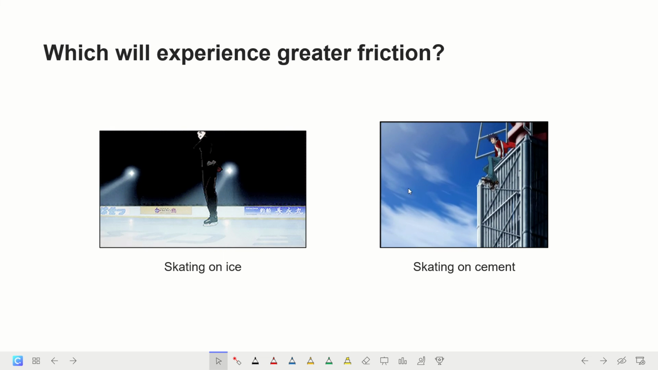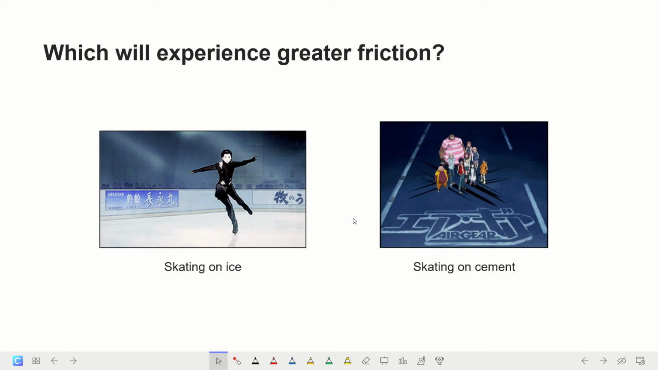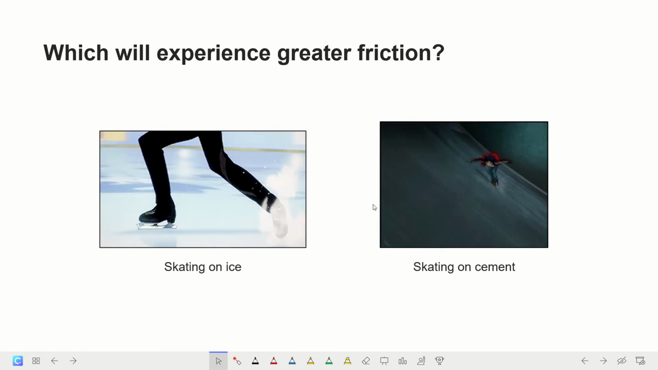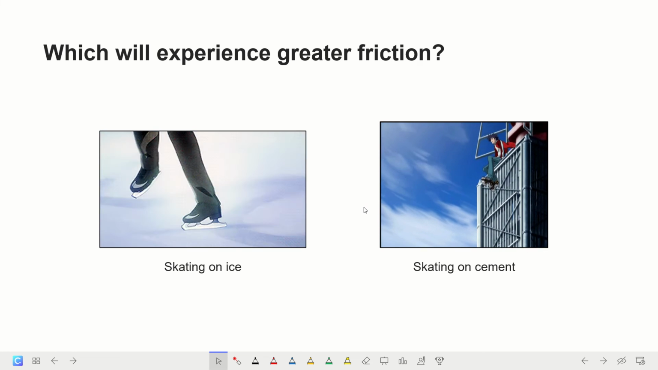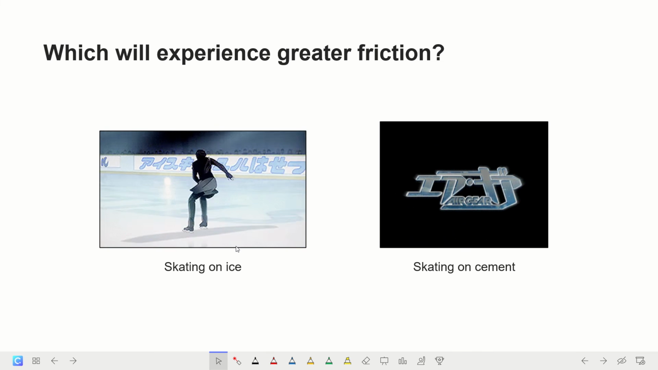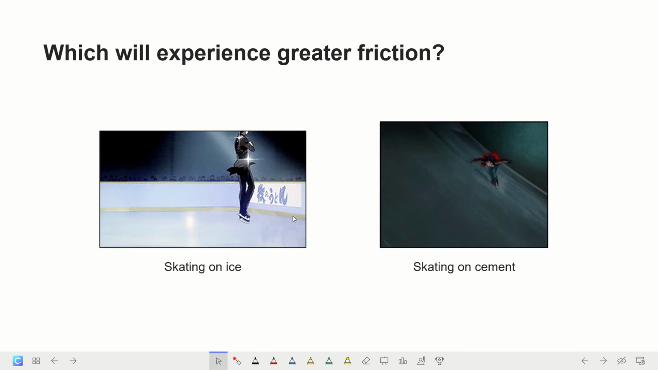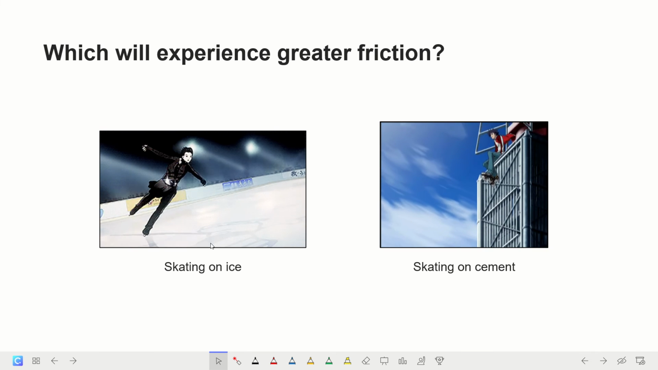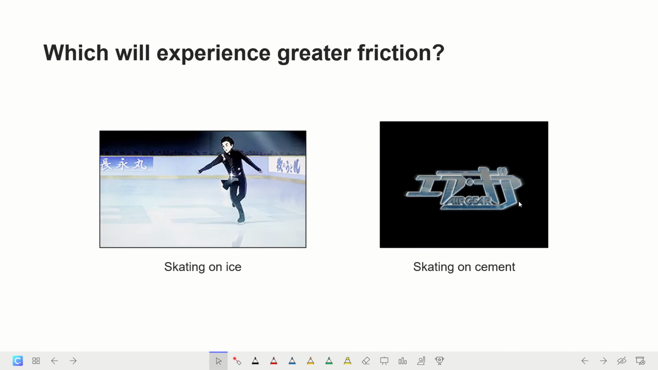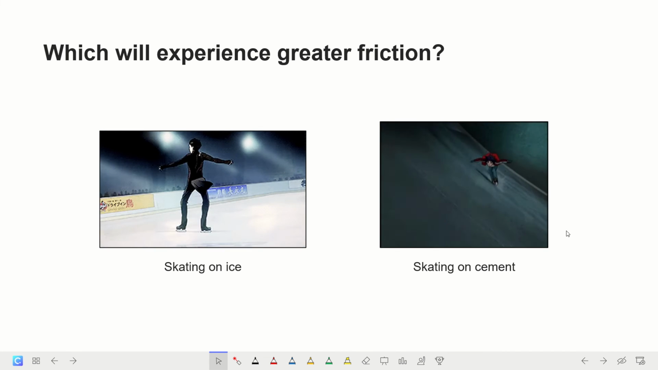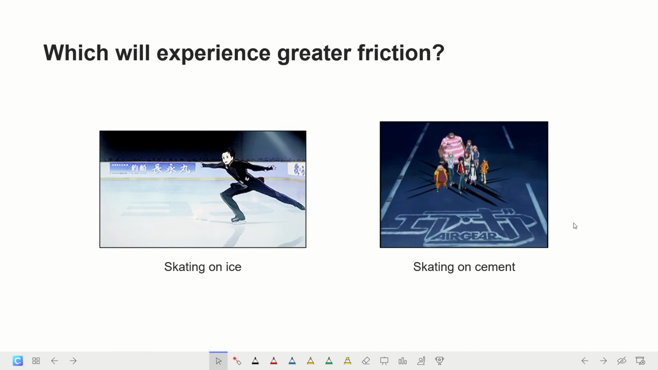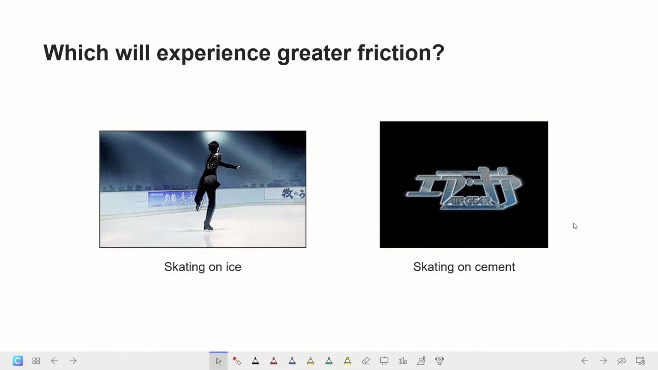Because the surface of cement, or for example an asphalted road, is more uneven compared to this ice rink. The ice rink is smooth, although it has some degree of unevenness or irregularities, whereas the cement ground will have more irregularities when it comes to the roughness of its surface. So we need to consider the different factors that are affecting the friction.